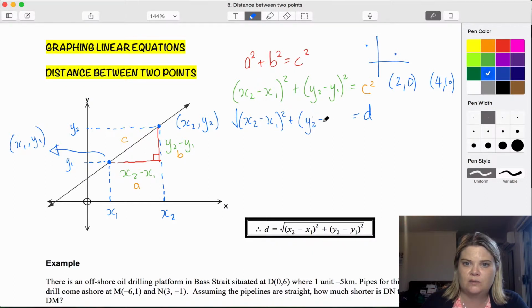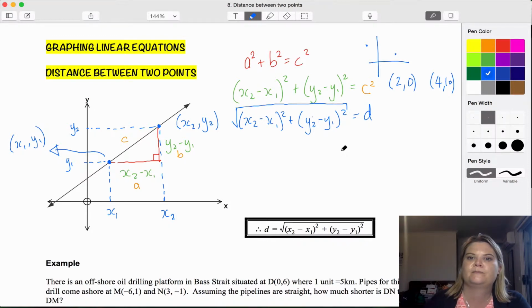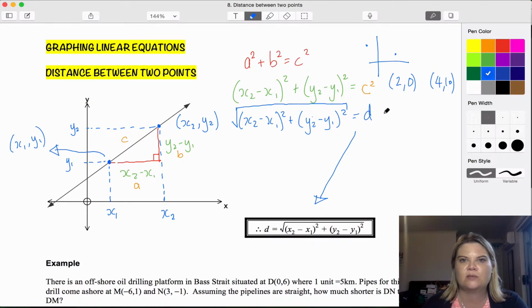Plus (y2 minus y1) squared. Make sure your square root sign goes over all of it, and you get d by itself. So this distance here is equal to the square root of (x2 minus x1) squared plus (y2 minus y1) squared. That's a formula I've got right down here, and that's the one that you can use to help you find the distance between 2 points.